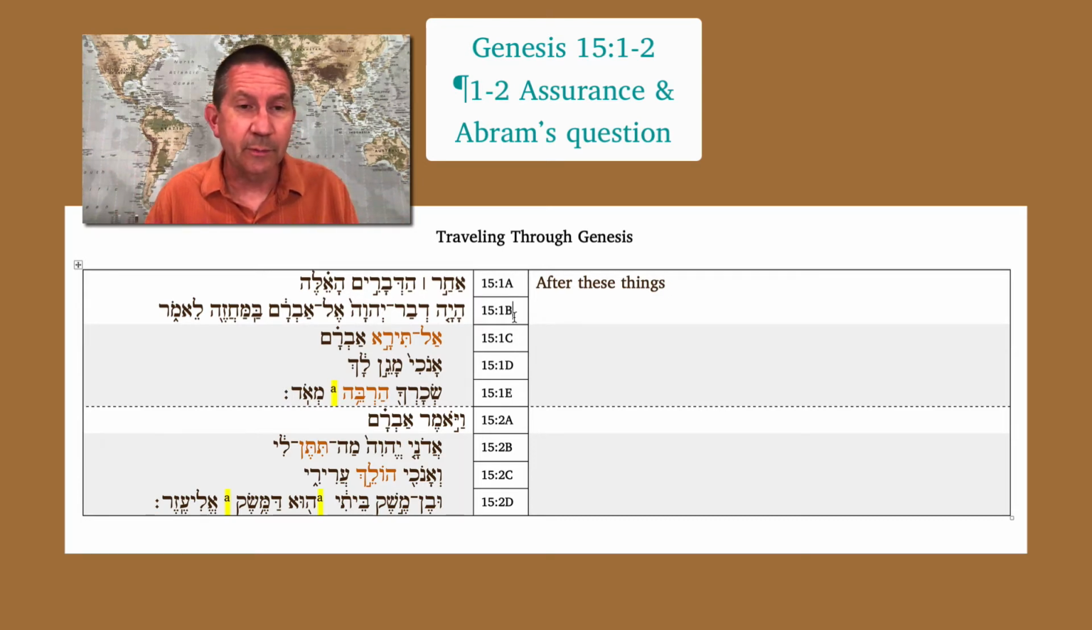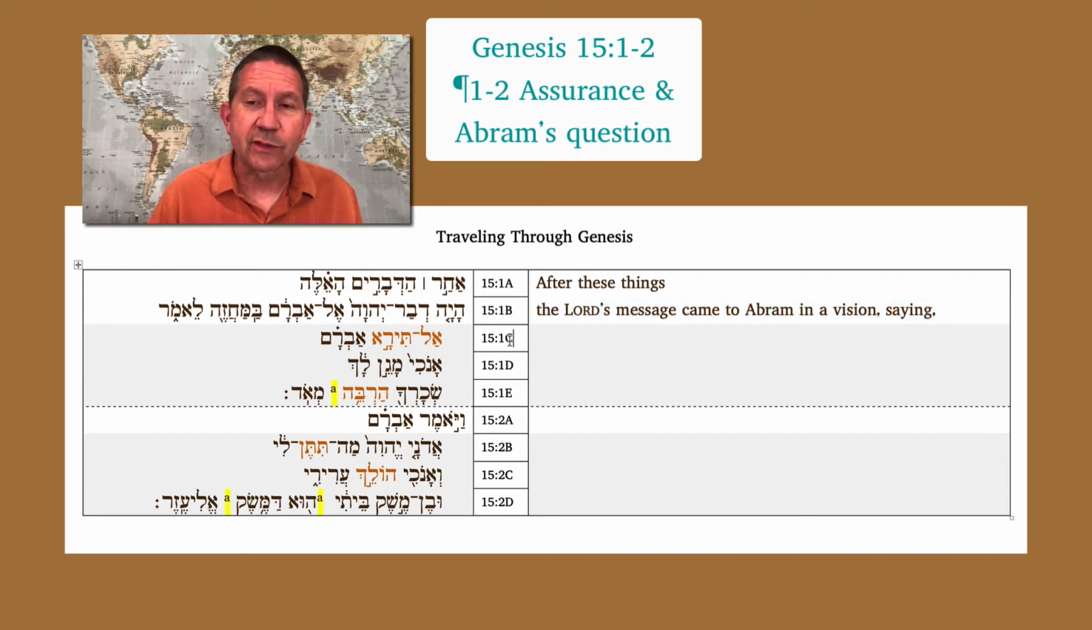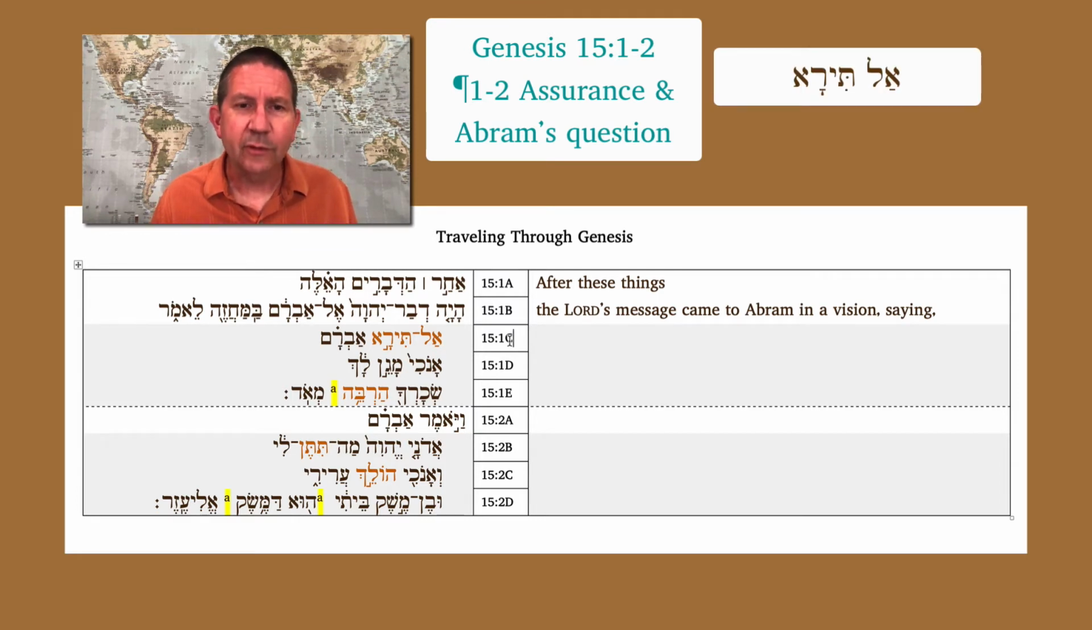And then we've got the preposition bet on the front, and the article, the patach and the dagesh remain from the article. So it says in the vision, and it's using the article here just to talk about that class of thing, and so English would just use a. So after these things, the Lord's message came to Abram in a vision, saying, Al tira Avram, anoki magen lak, sachar'cha harbeh me'od.